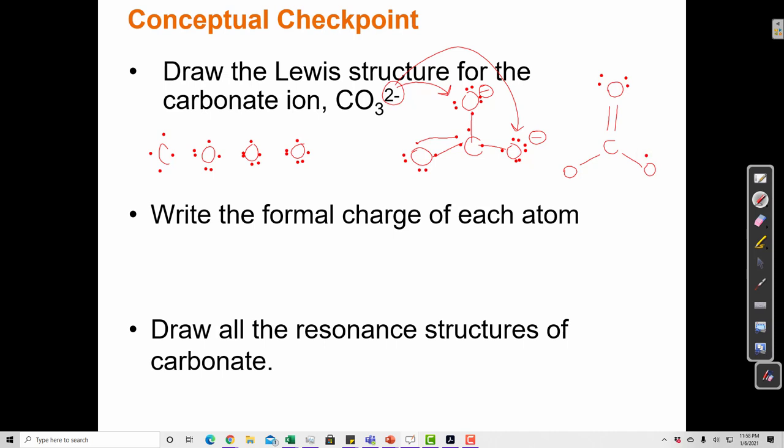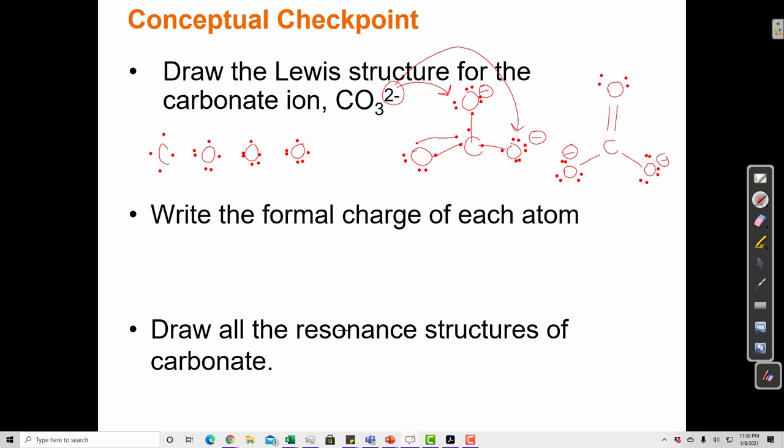2 lone pairs. 3 lone pairs. 3 lone pairs. And then we'll draw the formal charges on those atoms too, just to complete this Lewis structure. I should draw the charge. -1, -1. All right, here's my cleaned up structure. I write the formal charge on each atom. Okay, we already did that.